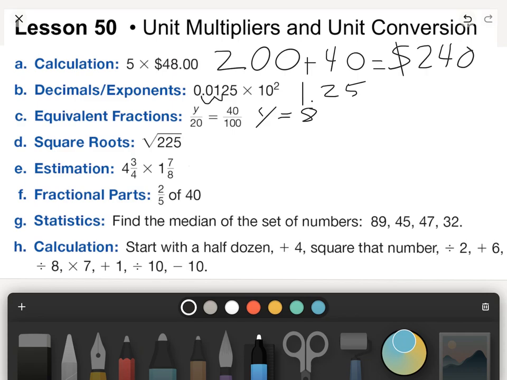Then 225, square root of 225. Yeah, it's pretty much a good one to memorize. 15. Yeah. This one is just 5 times 2. It's 10. Let's go. Sorry. Slowing us down isn't helpful right now. Okay, then 1/5 of 40 is 8, so 2 of those would be 16.